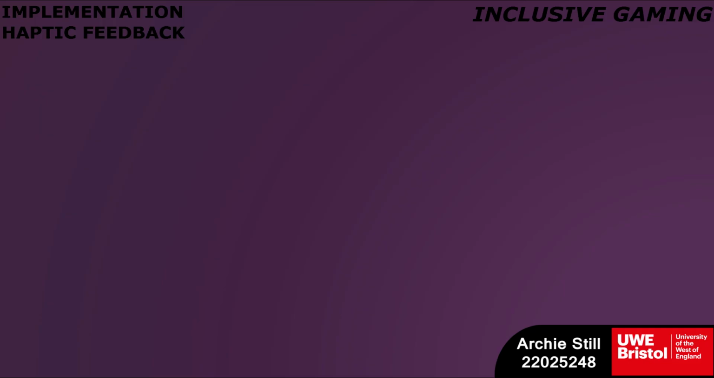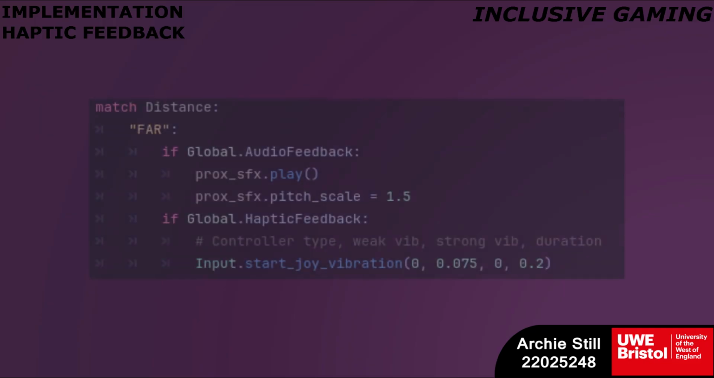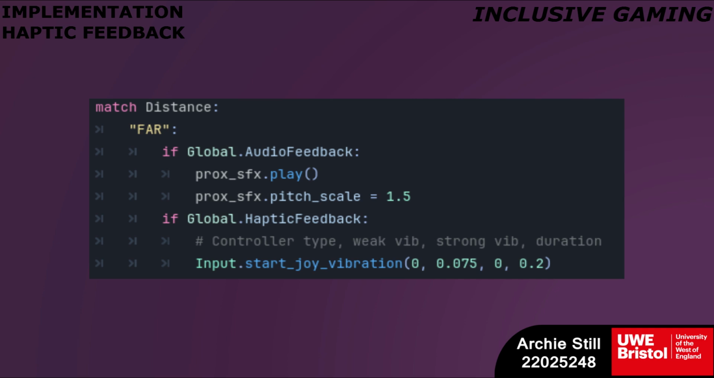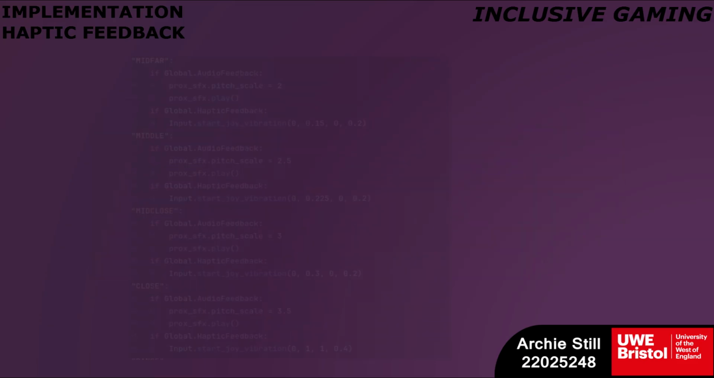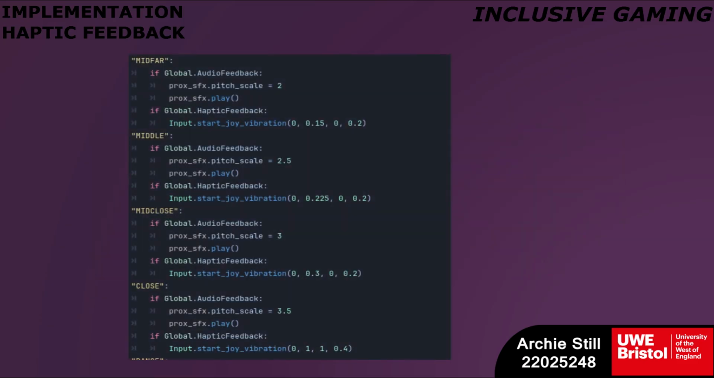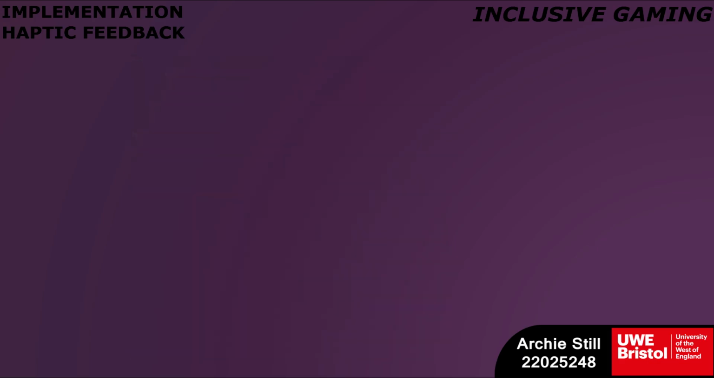Using the same proximity collisions for the directional audio, when an enemy triggers one, it calls the function startJoyVibration on the input class, where, so long as the controller is connected, its vibration can be set. The closer the enemy gets to the player, triggering more proximities, the vibration increases in intensity, letting the player know how close an enemy is through controller feedback alone.